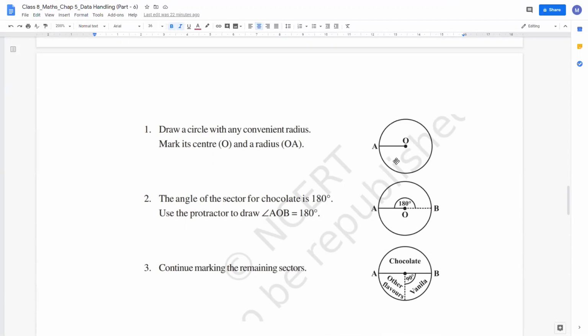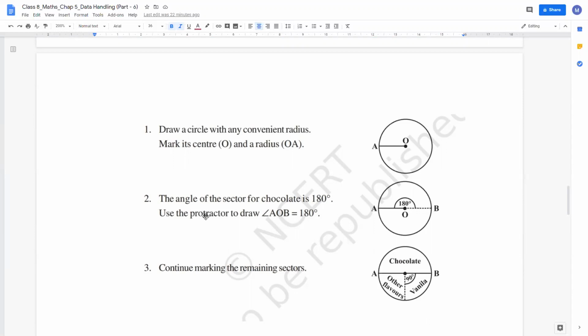Then the second step is, what is the degree measure for chocolate? 180 degree. So keeping the protractor on this line segment OA, we have to measure a 180 degree angle here. So that is shown in the second step. Angle measure for chocolate is 180 degree. So keeping the protractor at the point O on the line segment OA, a 180 degree angle is measured, and that line extends up to point B. So this angle AOB, that is the angle which is marked here, is 180 degree, that we can draw with the protractor. And what is this 180 degree? Chocolate. There we can write chocolate.